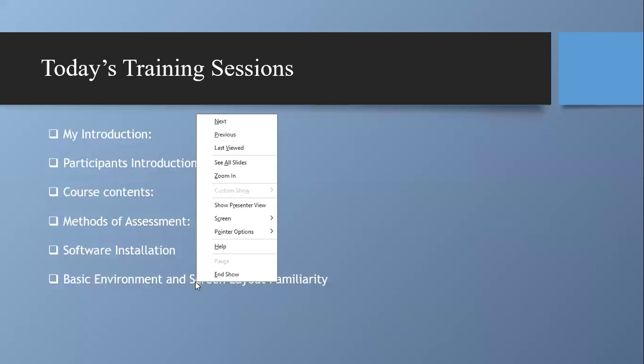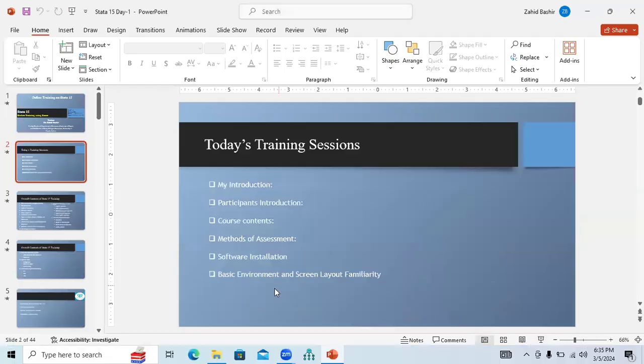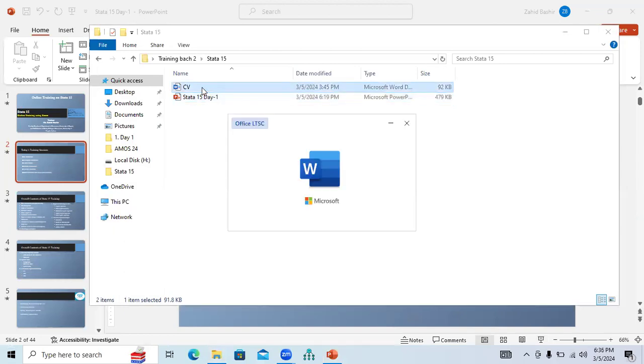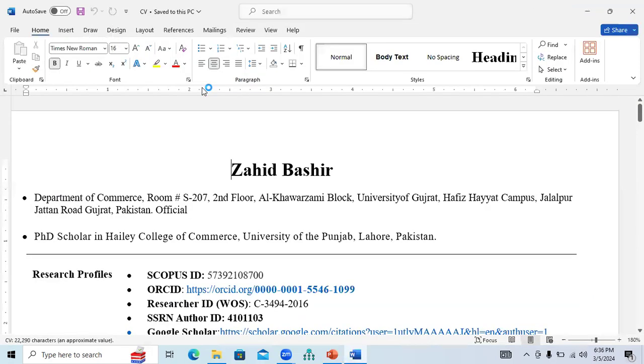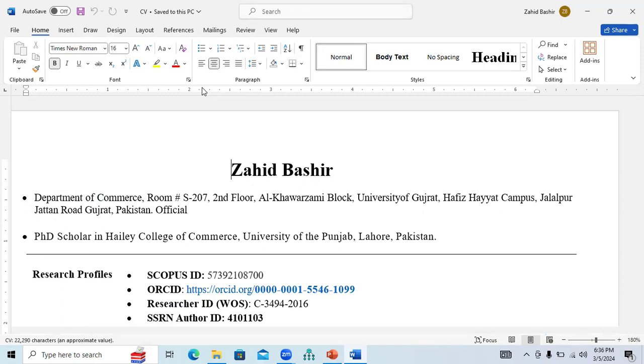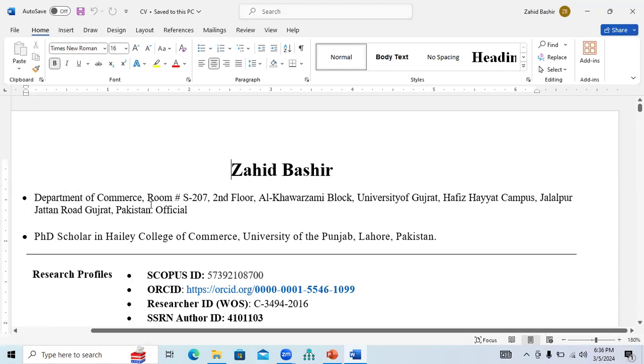First of all, I would like to introduce myself as a trainer of this training program on Stata 15. Let's have a brief overview of my profile. Then I will discuss the profile of the participants for today's training program. As I have previously discussed, my name is Zahid Bashir. I am a faculty member at Department of Commerce, University of Gujarat. At present, I am on study leave from there.